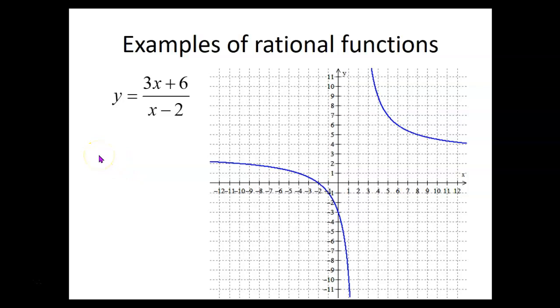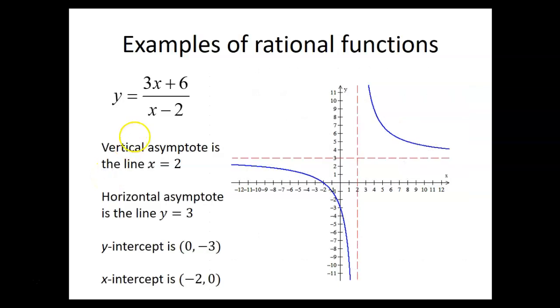Here's an example. y equals (3x plus 6) over (x minus 2). The vertical asymptote is the line x equals 2, which I can tell even without looking at the graph because the denominator of the fraction, x minus 2, is equal to 0 when x equals 2.